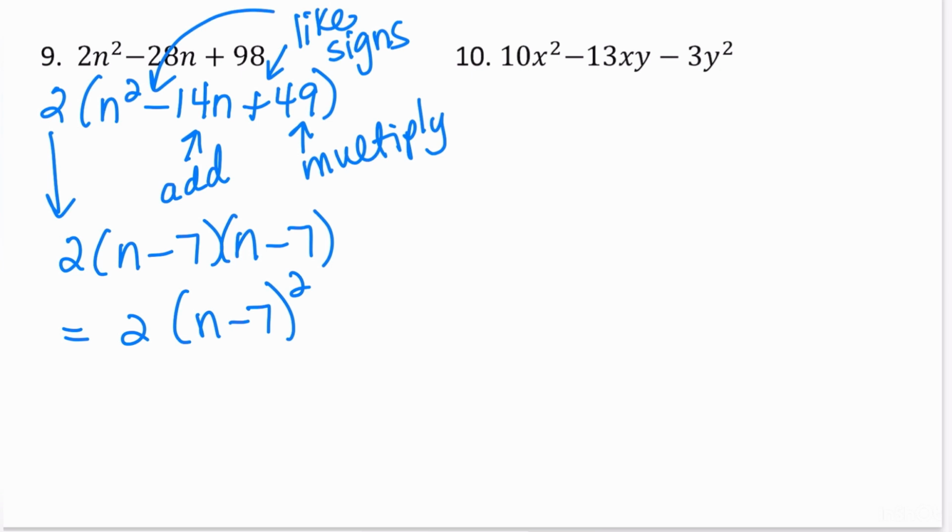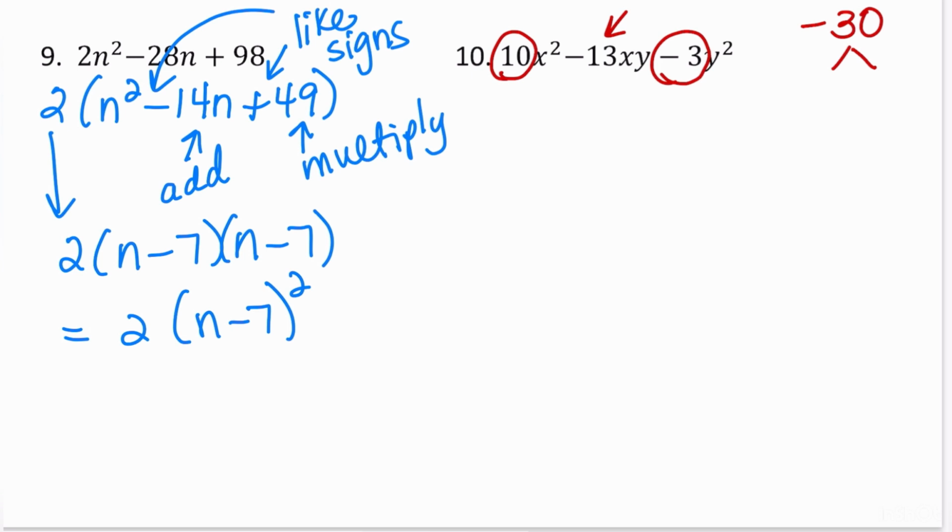Take a look at question number 10. Now it's getting even more interesting. We have 10x squared minus 13xy minus 3y squared. Don't get scared because you have that y squared at the end. If you want, even forget about it for now, and let's just concentrate on everything else. So let's kind of pretend the y squared isn't there. So that means let's take the 10, let's multiply it to the negative 3 to get negative 30. What multiplies to give me negative 30 that's going to add to give me negative 13?